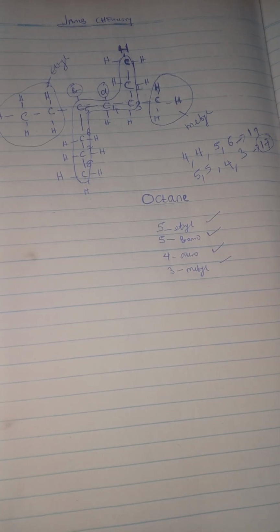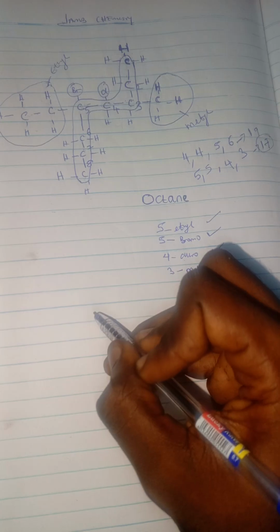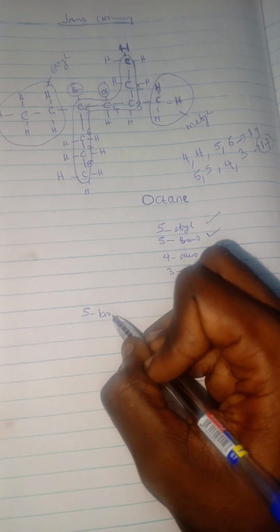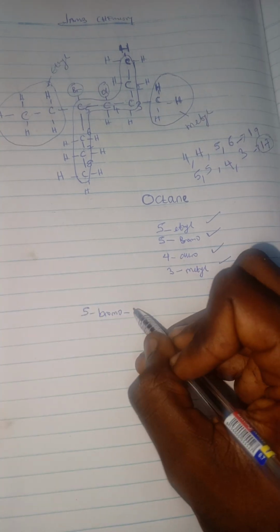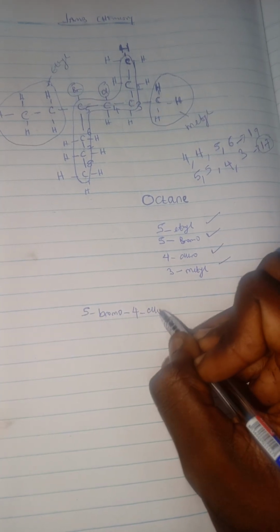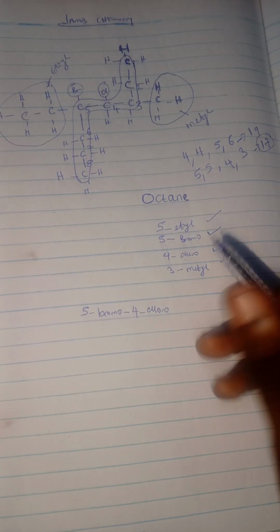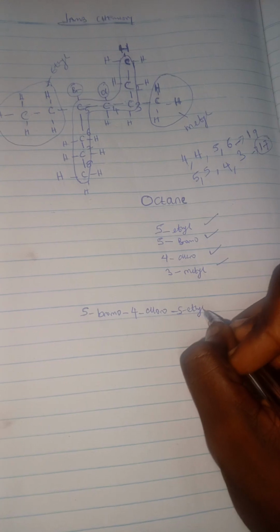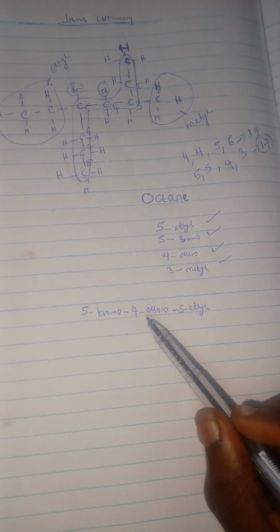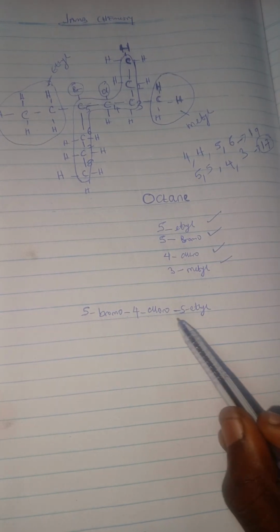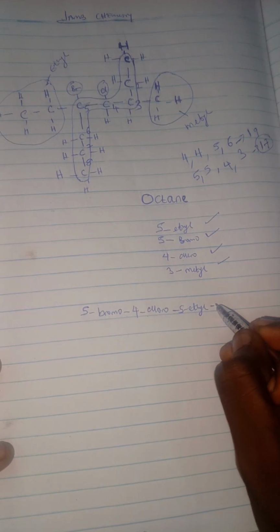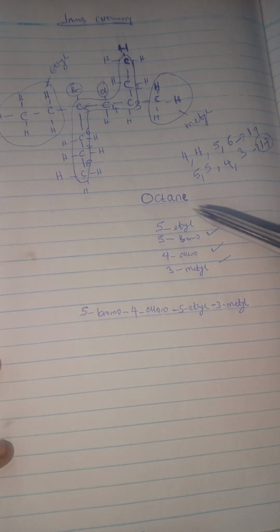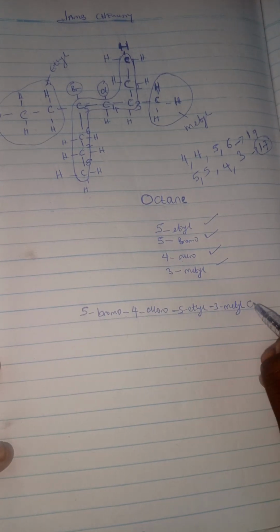Therefore, the name of this compound will be, so let me just write it here. Starting with bromine, right? So 5 bromo, then C, 4 chloro, then E, 5 ethyl. You can see I'm putting hyphens to separate the numbers from the letters. 5 ethyl, 3 methyl, then our parent chain is what? Is octane. So octane.